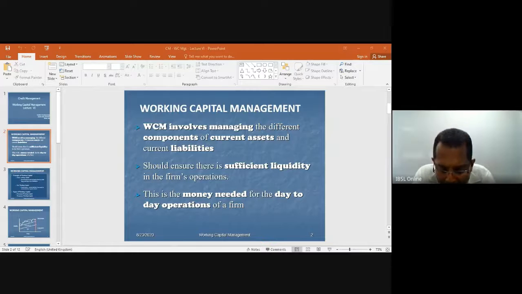So working capital is the money required for day-to-day operation of the business. So it is basically current assets and current liabilities. Okay. So I will stop presenting.